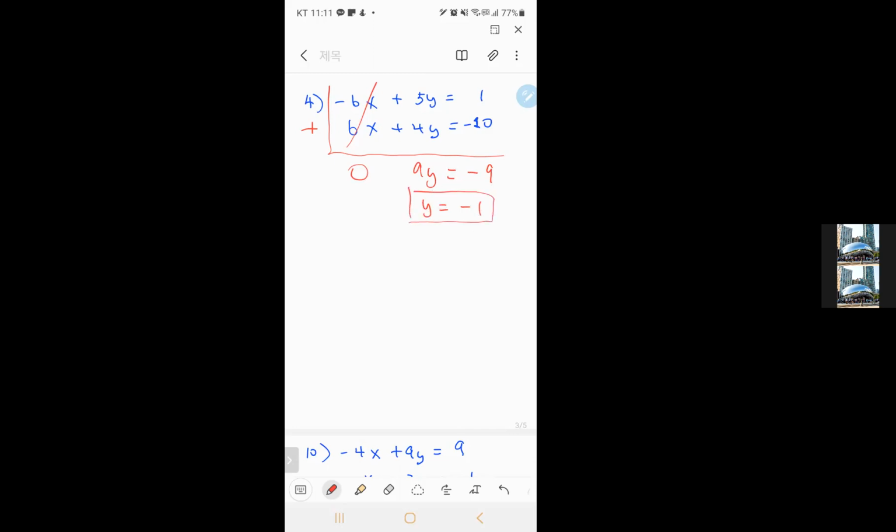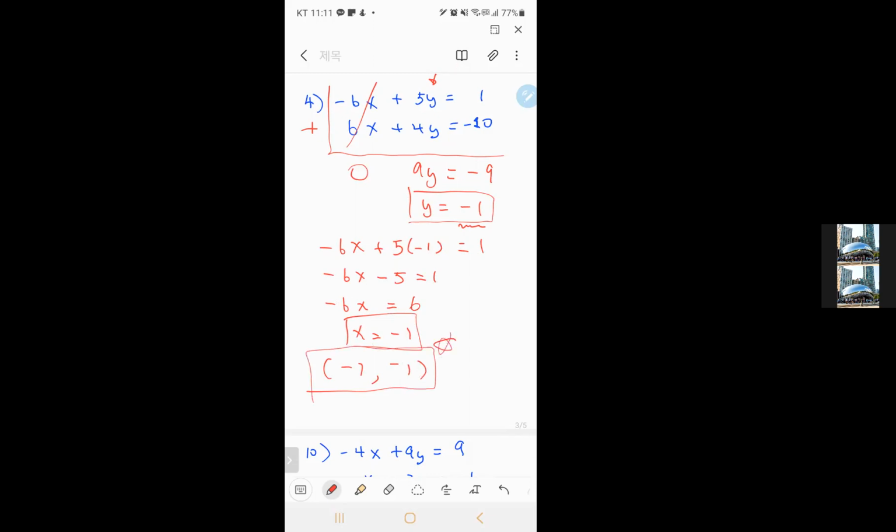That's one of my values. Now I'm going to use, it really doesn't matter which one you use, this one. So minus 6x plus 5 times minus 1, which is our y here, must equal 1. Negative 6x minus 5 is 1, minus 6x is 6, x is negative 1. So my final answer is minus 1, comma minus 1.